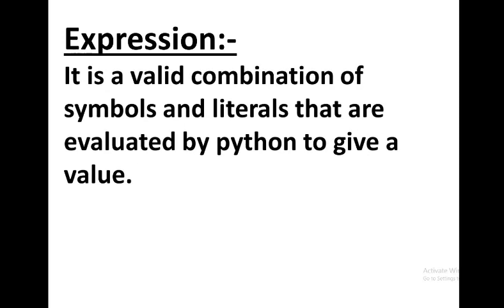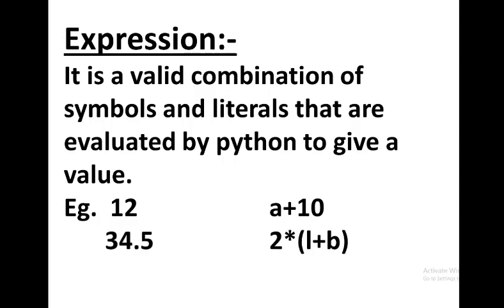Now next, what is an expression? An expression is a combination of numbers or any type of literals and symbols, any valid combination of symbols. It is evaluated by Python to give a single value. For example, 12 is an expression of value, a plus 10 is an expression of variable, value and operator. Similarly, 2 into L plus B is an expression.